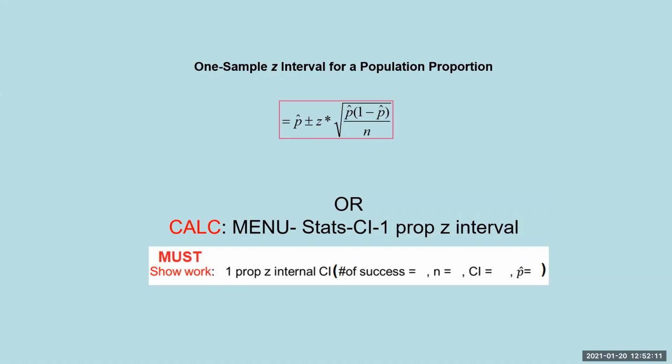So again, you can utilize the formula in order to find your actual interval, or we can use the calculator trick. So the calculator trick, again, you're going to go to menu, statistics, confidence interval, and then you're going to go to one prop z interval. And just like with the z interval, if you're using the calculator, here's how you need to show your work. You need to name the test, one prop z. You need to put CI and everything the calculator asks for: your number of successes, your n equals, you could also call this x equals, n equals, CI equals, p hat. Make sure to label the variables, don't just put numbers.